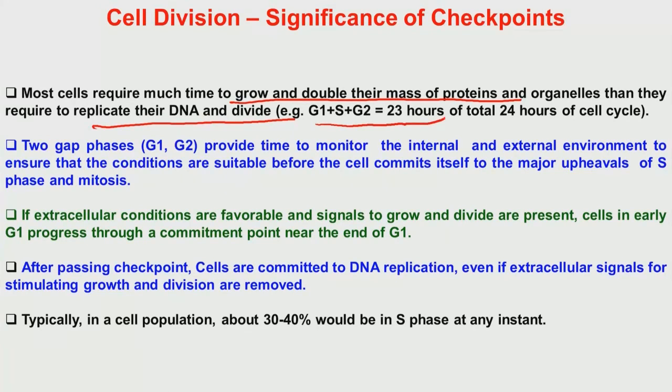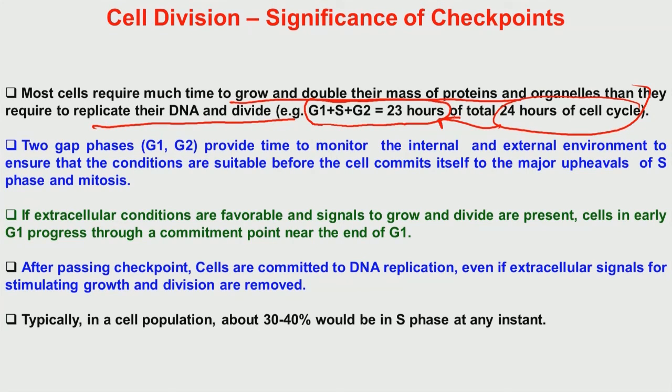So, the total time taken in G1, S plus G2 is 23 hours, and typically the cell cycle for any given cell type is 24 hours. So, more than 90% of the time a cell spends in the G1, S and G2 phases.